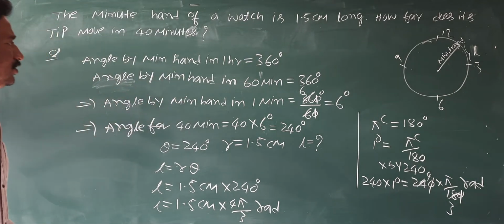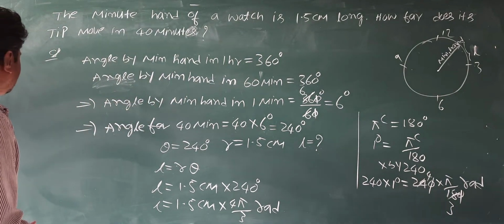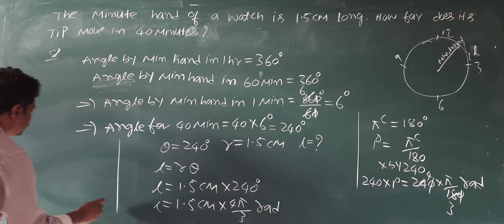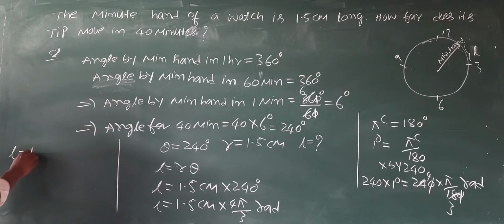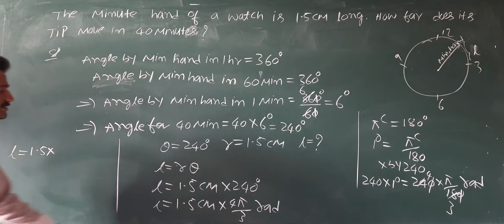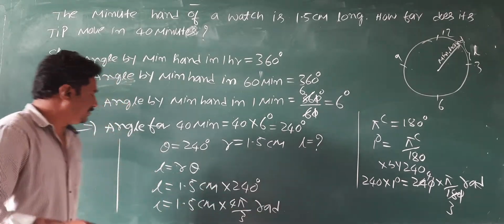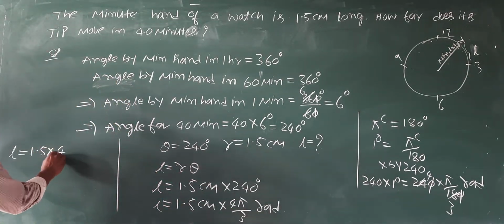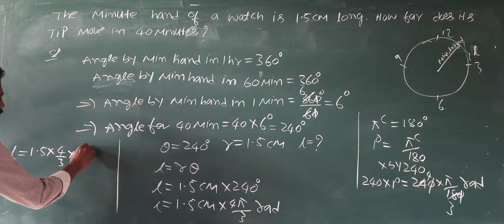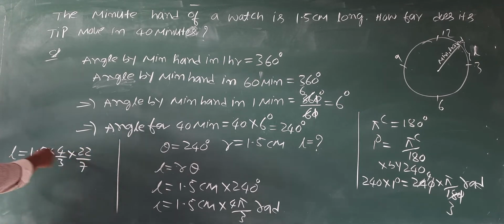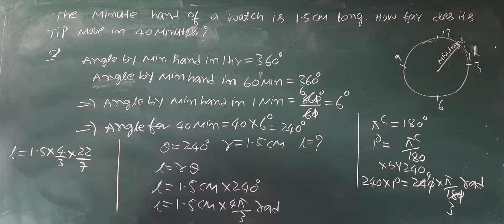So now look at this, students. Observe this. L equals 1.5 centimeter into radian means centimeter, into 4 by 3, pi means 22 by 7. So multiply. Use your calculator to answer it.